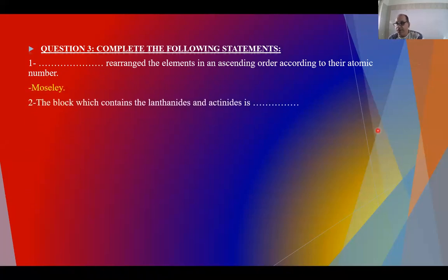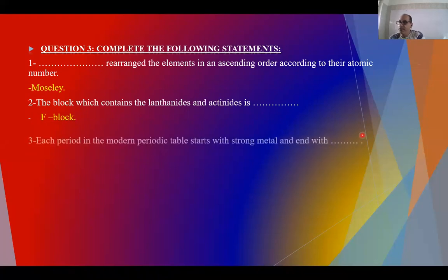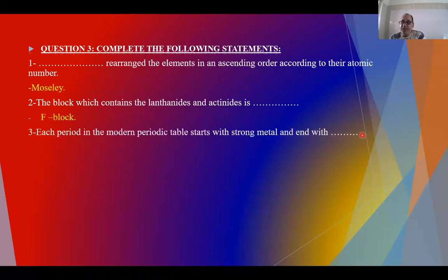The block which contains the lanthanides and actinides is the one below the periodic table, which is the f block. Each period in the modern periodic table starts with a strong metal and ends with a strong non-metal. The metallic property decreases until it disappears when we meet metalloids, and then the non-metallic property starts to appear and increases until the last one of the period, so we must arrive at a strong non-metal.